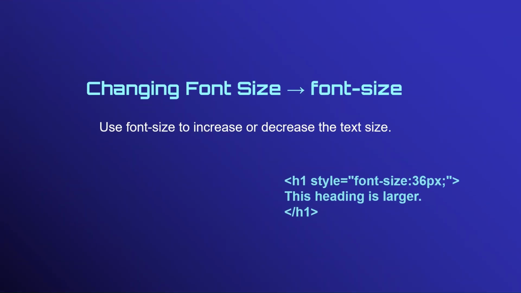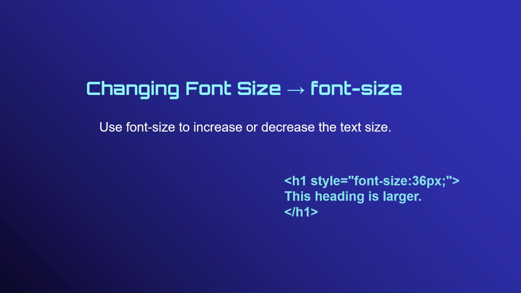Changing the font size. We could also change the font size of our HTML elements. So we use the font size property to increase or decrease the text size. Here we see that we have the H1 tag, and here we have the style attribute, and the property in this style attribute is font size, and we set the value to 36 pixels to increase the size of the font, and we have the content within it. By the time we check this, we see that this font will be increased to 36 pixels, and we can also decrease it to any number below 36 pixels.